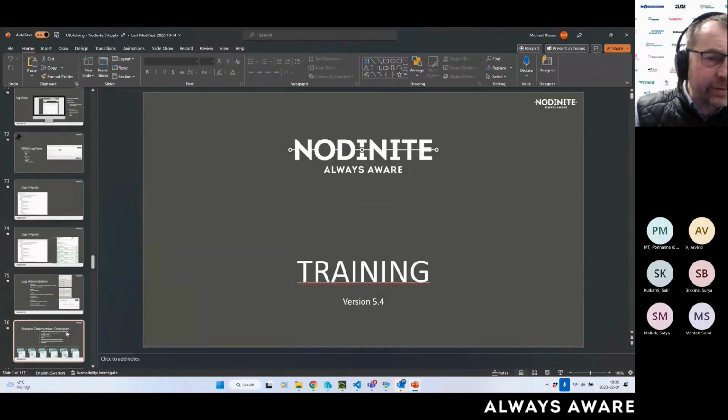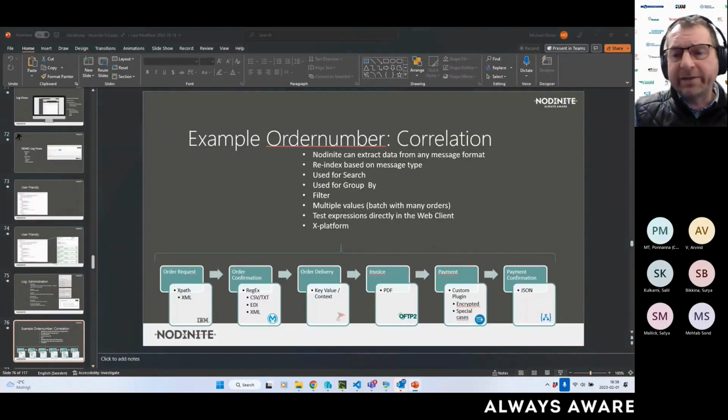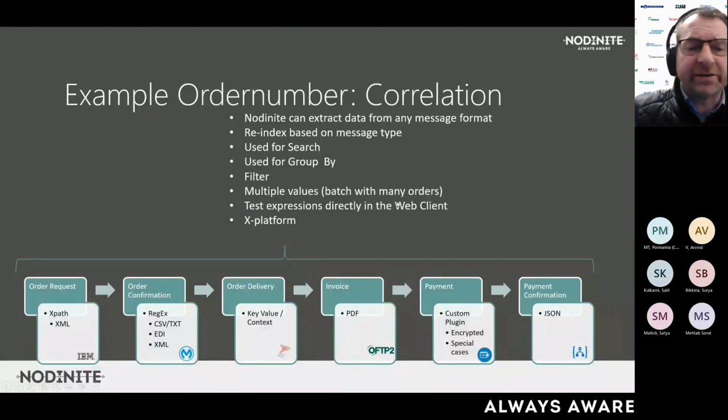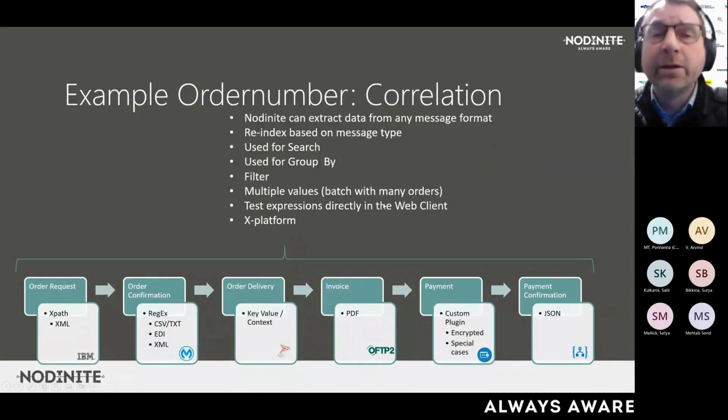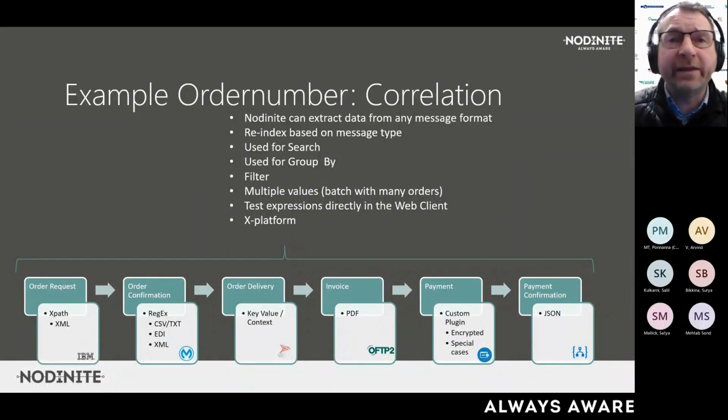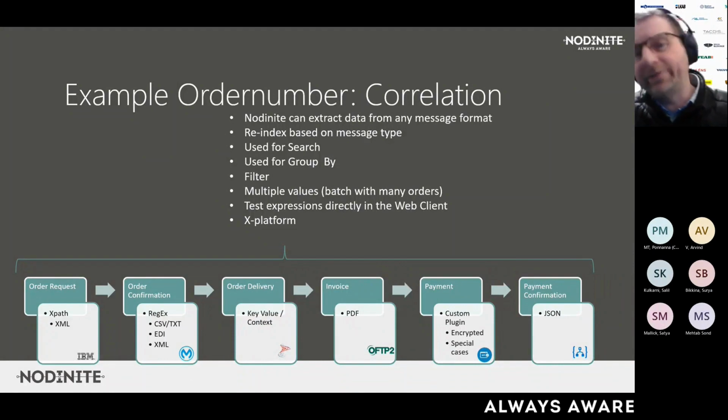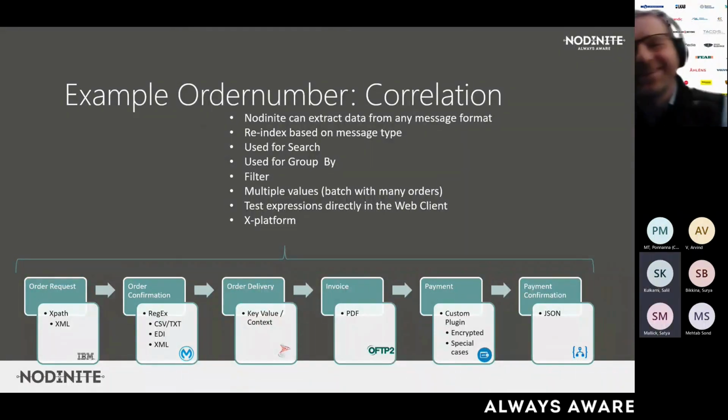Yeah, this is the one. So in Nodinite, we will extract with those expressions, regardless if it's an XML or flat file or from the context or whatever. You can even write your own plugins. We have some customers who have a lookup. So in the message, it says ABC, but you do a lookup using your own plugin to return 1, 2, 3 for ABC. So the business can search for 1, 2, 3, even though it's ABC in the message. Okay, yeah, right. That's it.